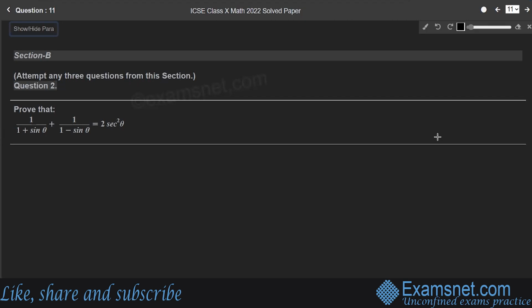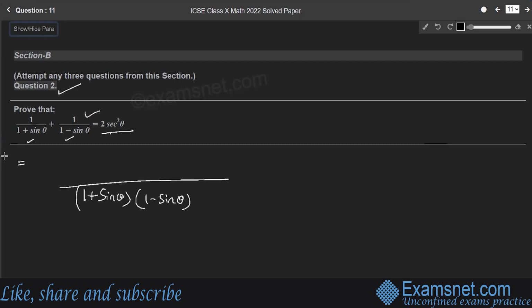Question 11. This question is question number 2 in section B. Prove that 1 by (1 plus sine theta) plus 1 by (1 minus sine theta) is equal to 2 secant square theta. Here, we'll take the LCM of the first and second term. The LCM is (1 plus sine theta) into (1 minus sine theta), which is in the denominator. So the numerator becomes 1 minus sine theta plus, the numerator of the second term becomes 1 plus sine theta.